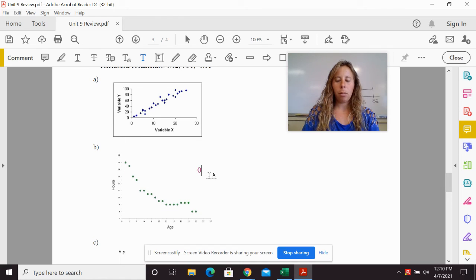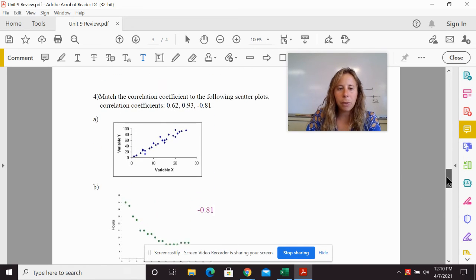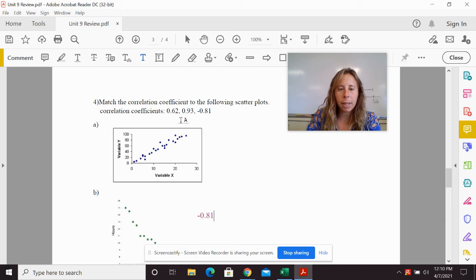All right, so negative 0.81. Okay. And then we have this one. Is C positive or is it negative? It's positive, right? As this increases, these are also increasing. So if I were to draw a line here, it would have a positive slope. Okay. Which makes sense. We have 2 positive correlation coefficients left.